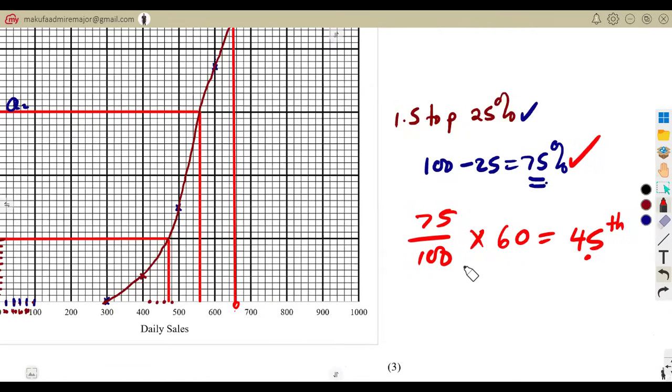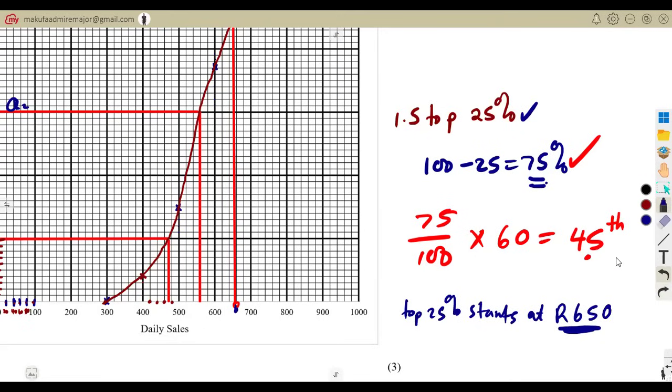So meaning to say, the top 25% starts at this value that we have there, which is 650. That's 650 rand, approximately in between 600 and 700. In between that is where we have the top 25% of the sales. The 75%, it starts at this value. This is the starting point.